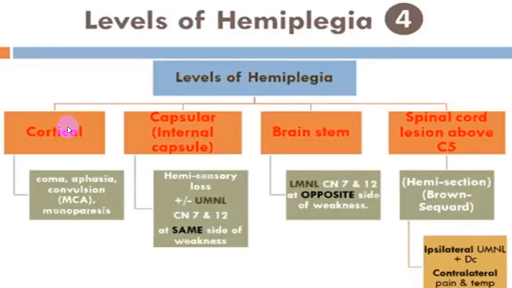So in cortical, it is coma, aphasia, convulsions. In capsular, hemisensory loss, with 7th and 12th involved on the same side of hemiplegia. Brainstem, opposite side weakness with cranial nerve involvement, we call crossed hemiplegia. And in the spinal cord, classical Brown-Séquard syndrome, you will have a dissociated sensory loss. We'll not be discussing that at present.